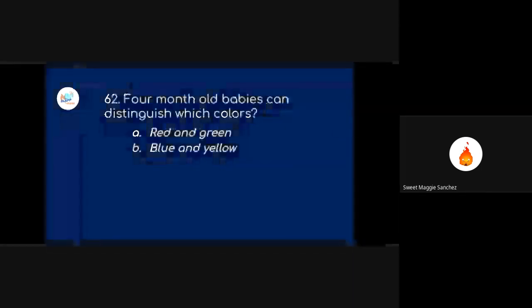Yes. And finally, the last question. Yes. Okay. Thank you for helping sa mga answers. So, for number 62, 4-month old babies can distinguish colors of red and green and blue and yellow. So, bonus question again. It's both colors. Yes. So, those are all of our questions for tonight.